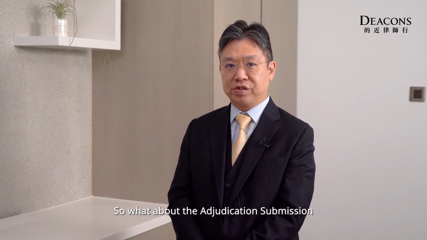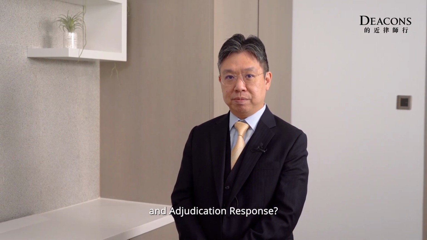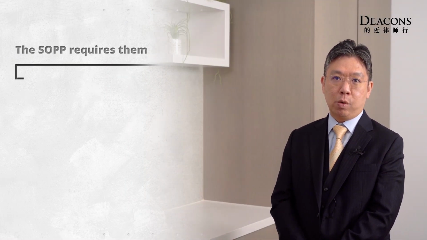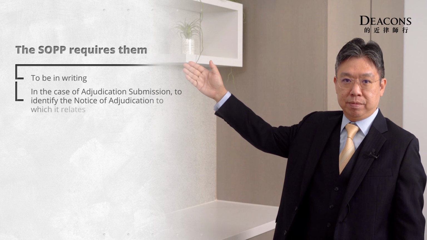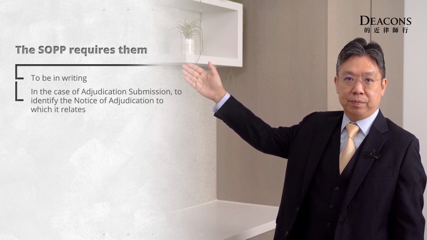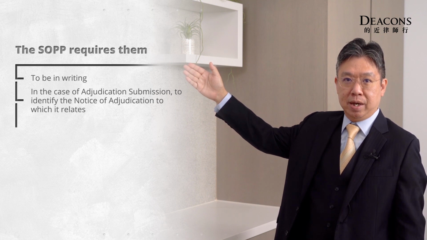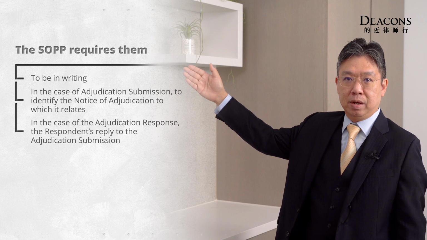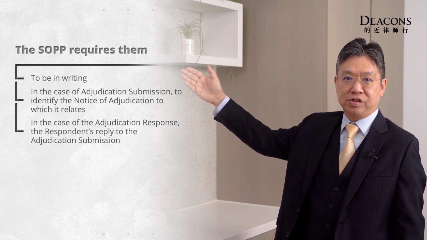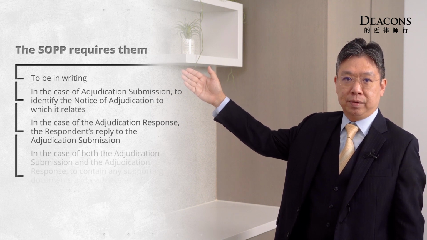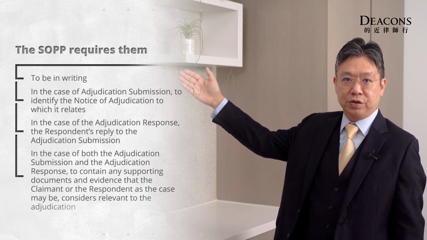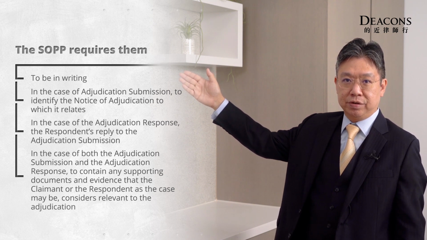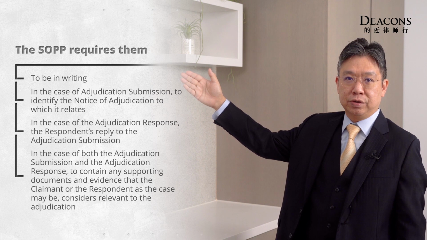So what about the adjudication submission and the adjudication response? The SOPP requires them to be in writing. In the case of adjudication submission, to identify the Notice of Adjudication to which it relates. In case of the adjudication response, the respondent's reply to the adjudication submission. In the case of both, to contain any supporting documents and evidence that the claimant or the respondent, as the case may be, considers relevant to the adjudication.